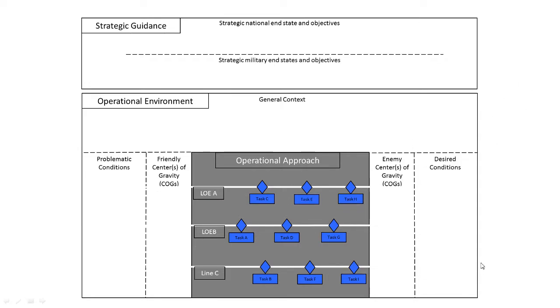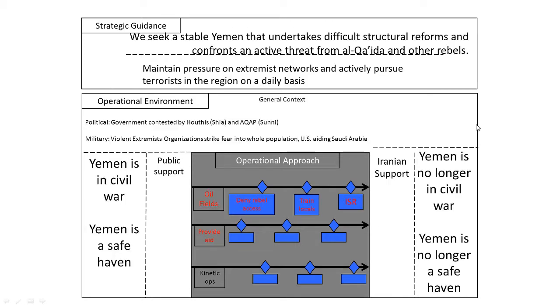And then, on this side, you have your problematic conditions, but on this other side, you have your desired conditions. So what are we trying to incite change for? Each of your desired conditions should correspond directly with one of your problematic conditions. A very easy example: Yemen is at civil war, Yemen is no longer at civil war. You see how these two things tie directly together. Again, with the safe haven, Yemen is no longer a safe haven.